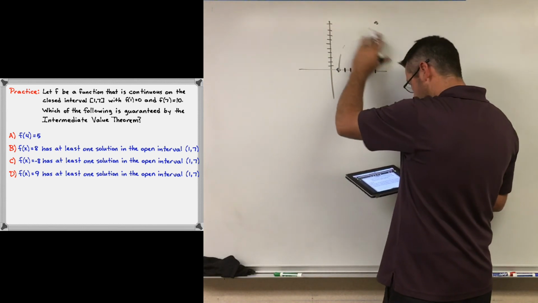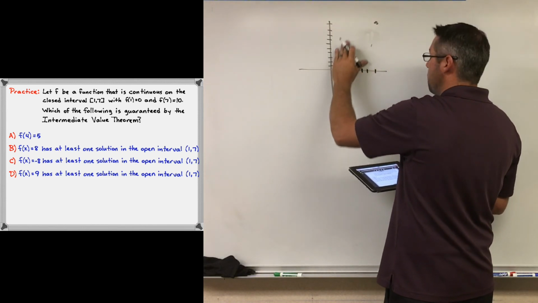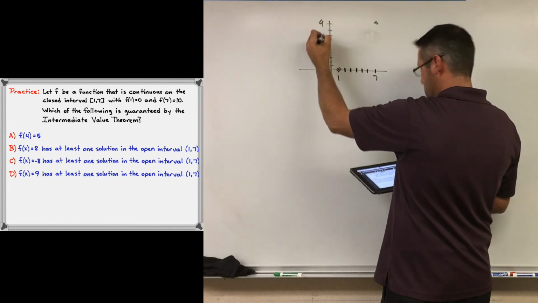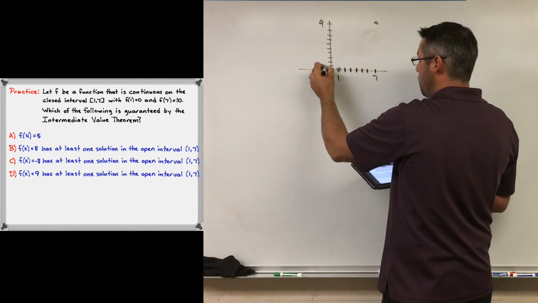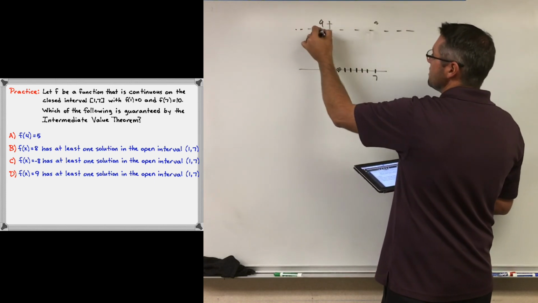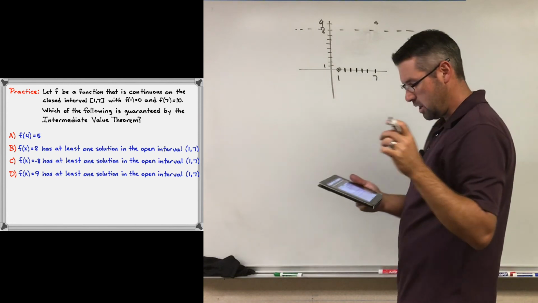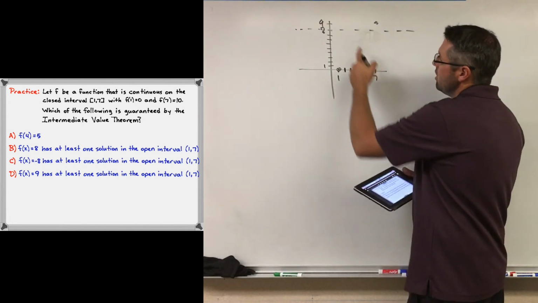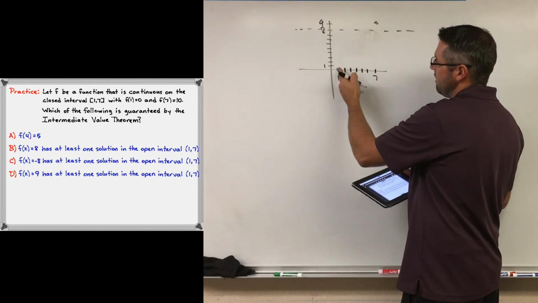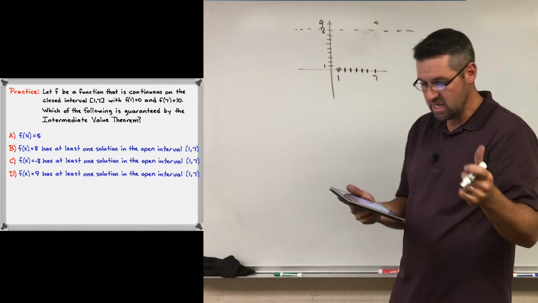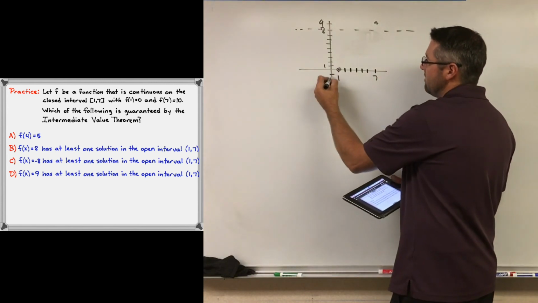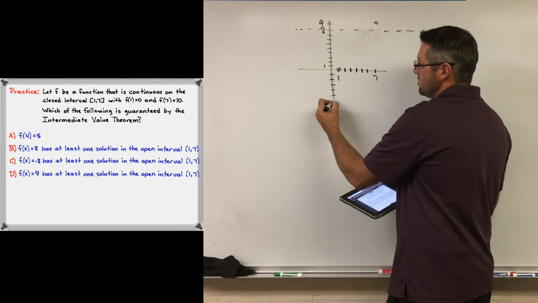Well, f of x is 8 for some solution between 1 and 7. Here's 0 and 10. So it's saying that f of x equals 8 has at least one solution. Do we have to cross through that dotted line over this interval? Yes, we do. To connect from here to here, we do. So B is a true statement. C says f of x has to be negative 8. It has to be one solution.